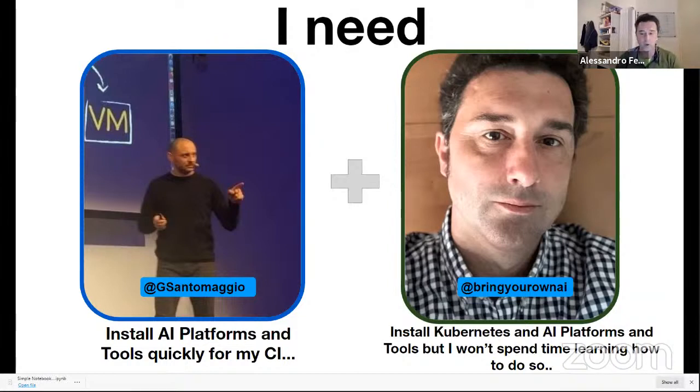I come from a world where I'm the data scientist, but I know how to build a model. I know how to use a framework like TensorFlow, but I mostly don't know anything about Kubernetes. So we have different needs with different challenges. You want to learn AI platforms, maybe develop on top of them, and you want to have them quickly. And I want to have my platform up and running quickly, and I don't want to spend time installing and configuring Kubernetes and everything together.